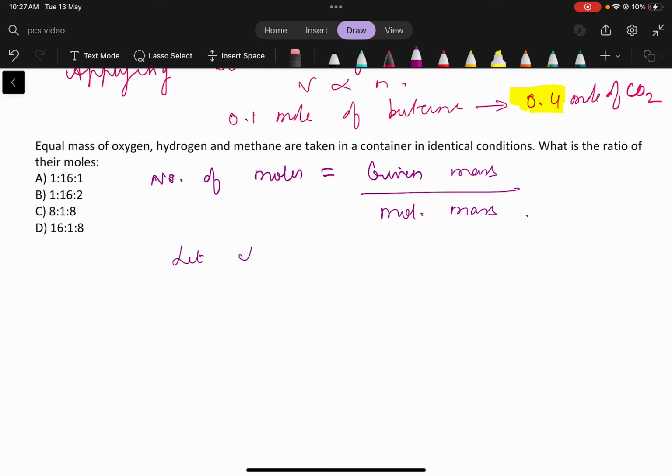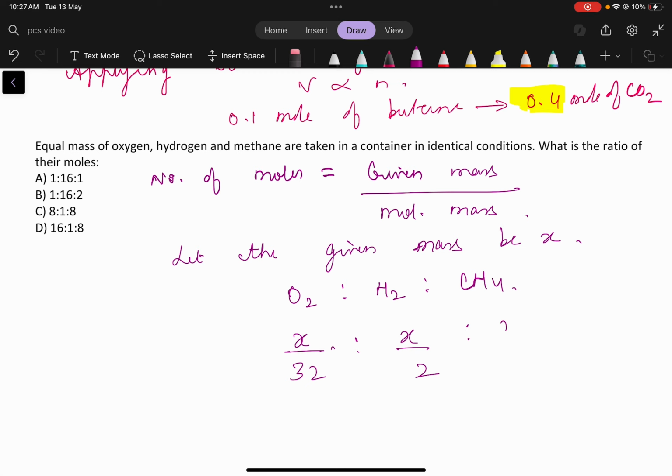So now let's look at the question. Let the given mass be x. So we have oxygen is to hydrogen is to methane. I hope you know the formula. The molecular mass of oxygen is 32, of hydrogen is 2, of methane is 16.